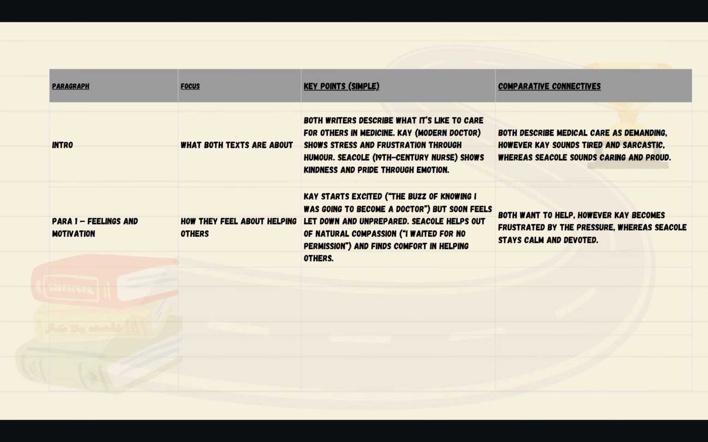The next paragraph is going to be paragraph 1, which talks about the feelings and motivation. So we have to focus on how they feel about helping others. The key points for this are that Kay starts excited, saying the buzz of knowing I was going to become a doctor, but soon feels let down and unprepared. Seacole helps out of natural compassion and says I waited for no permission, and also finds comfort in helping others. To compare this, we can say both of the nurses wanted to help. However, Kay becomes frustrated by the pressure, whereas Seacole stays calm and devoted. Pause the video now and have a go at writing this as a paragraph for me.